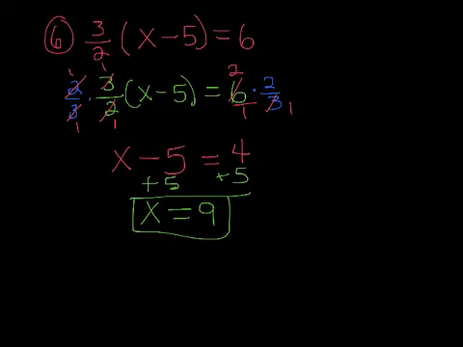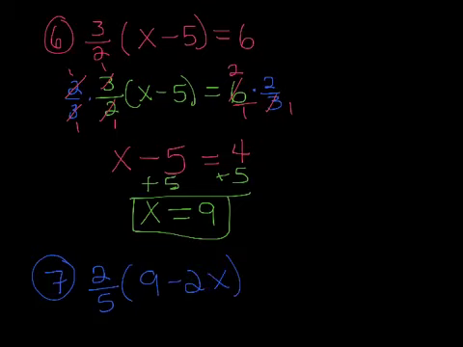So one more problem and then we're done. The last problem I want you to do on your own. So we have 2/5 times 9 minus 2x equals negative 14. Pause and do this one on your own.